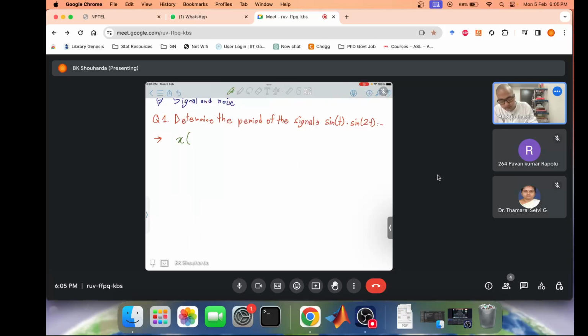Whenever we have a signal x(t), it's said to be periodic if and only if x of t plus capital T is equal to x of t for all t belonging to the real numbers. That means the entire time axis, which ranges from minus infinity to infinity, and capital T is a real number which is greater than 0. Okay, so that's the fundamental condition.